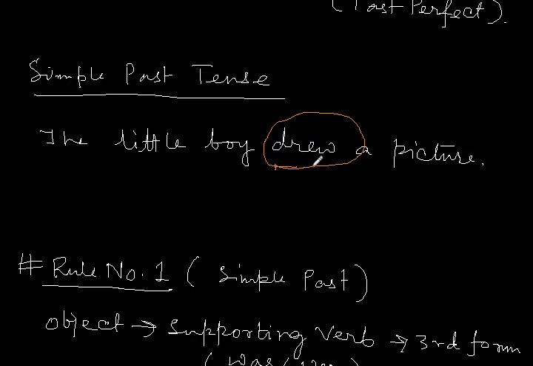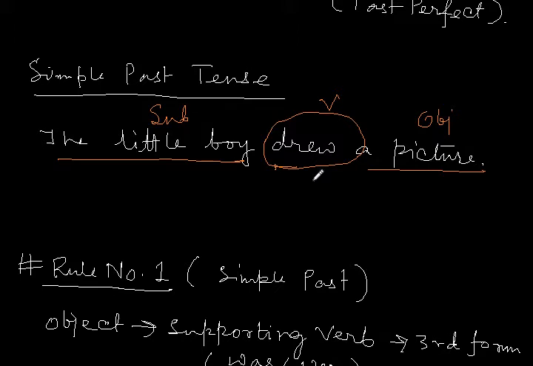So who is doing this action? The little boy. So he is the doer of the action. So this is the subject. And on which is this action done? A picture. So this is the object. And this is the verb.